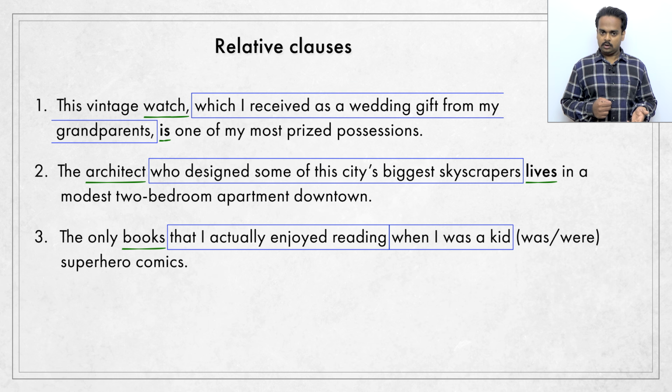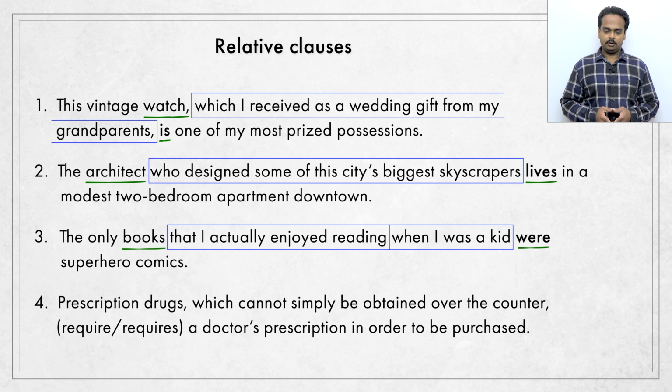This is a plural noun, so the only books that I actually enjoyed reading when I was a kid were superhero comics. This might sound a little strange to you because we have the word kid, which is singular, so we feel like the verb should be was. Because in conversation, we normally say the kid was running, the kid was playing, and so on. But the important thing is that kid is not the subject here. It's just part of that relative clause. The verb should agree with the subject of the sentence, which is books in this case.